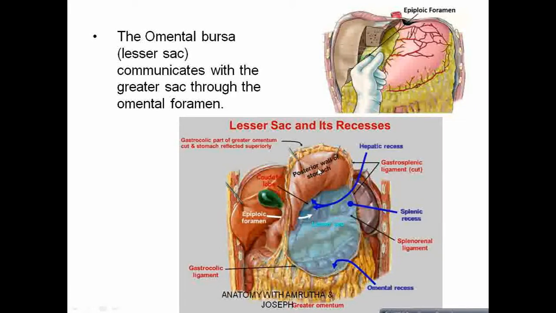So this is the lesser sac. When you reflect the stomach, what you can see behind is the lesser sac, which is a closed sac. And what you can see here is this area is the greater sac. So we have seen the lesser omentum, how the lesser omentum is reflected onto the stomach. So if you push your finger onto the right aspect of the lesser omentum, we are passing onto the lesser sac. So this area is the epiploic foramen through which the lesser sac is communicating with the greater sac.